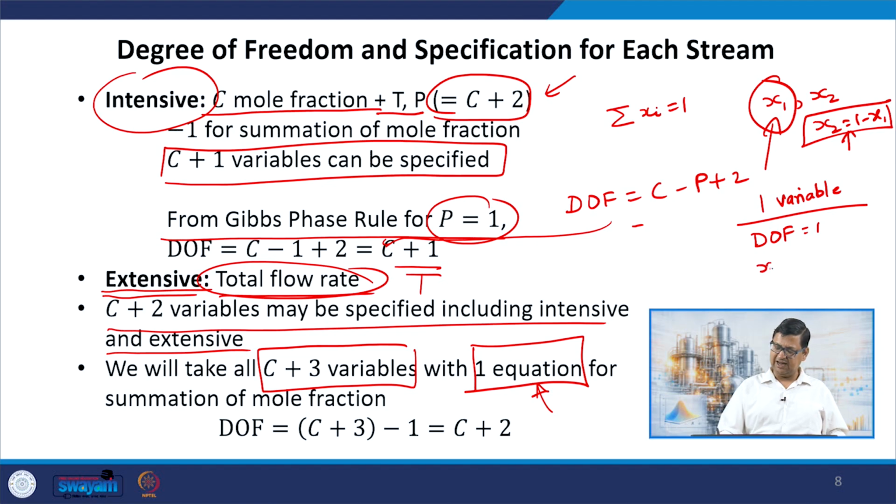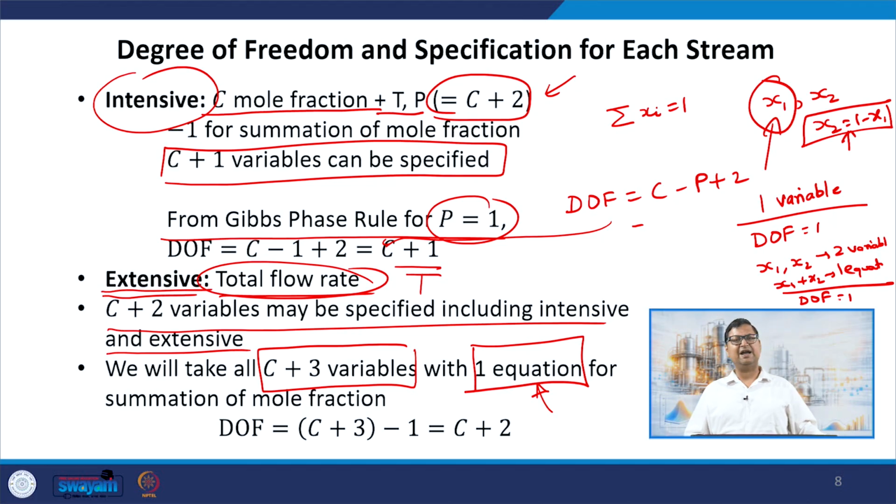Or I can say I have two variables, but they satisfy this equation, and again we have degree of freedom equal to 1. So as long as we are adding an equation on the equation side, we can essentially add a variable on the variable side, because in the end what we care about is the number of variables minus the number of equations. So as long as the degree of freedom is unchanged, that is completely fine.